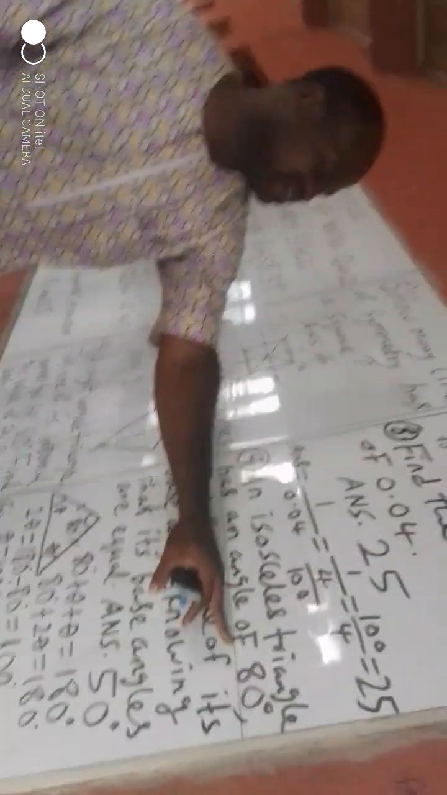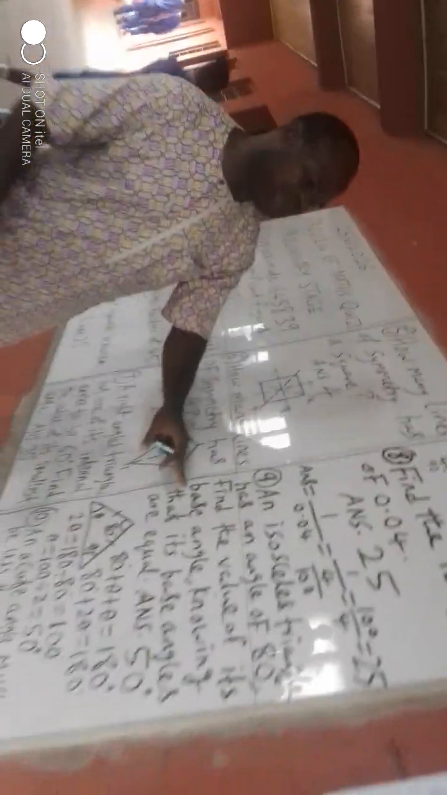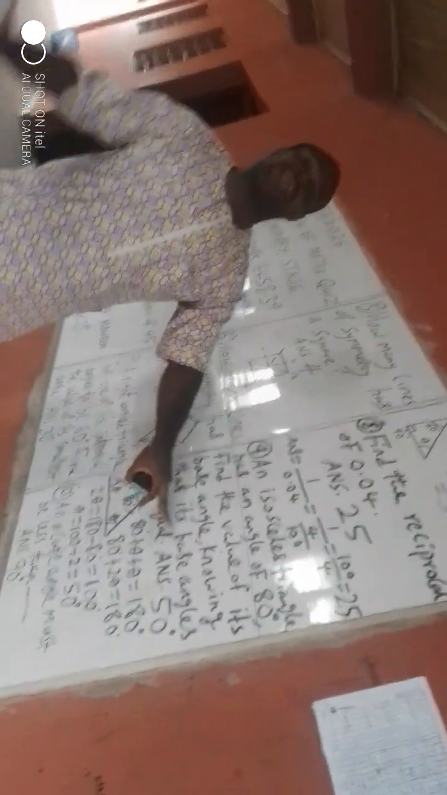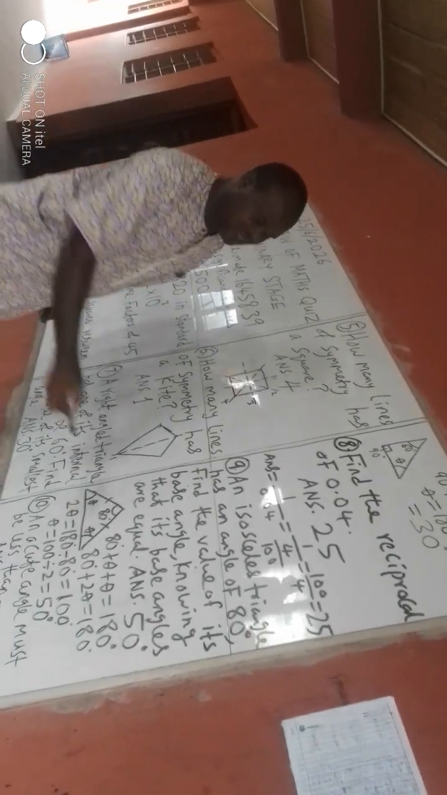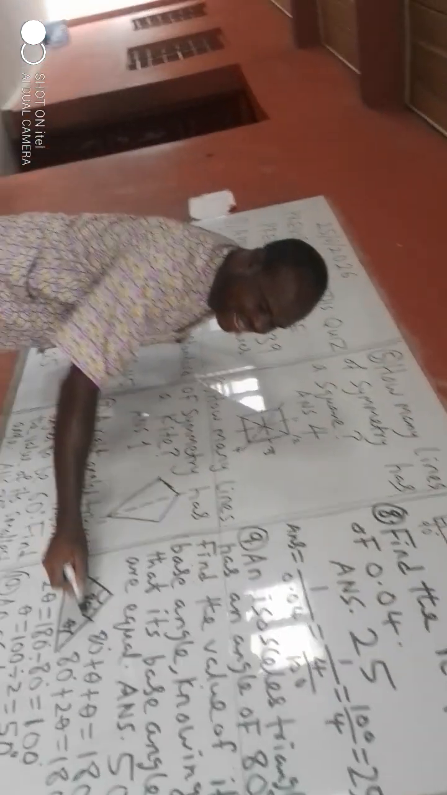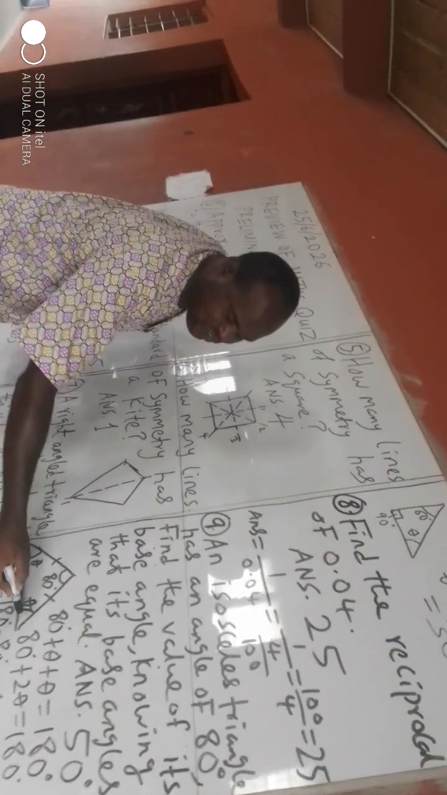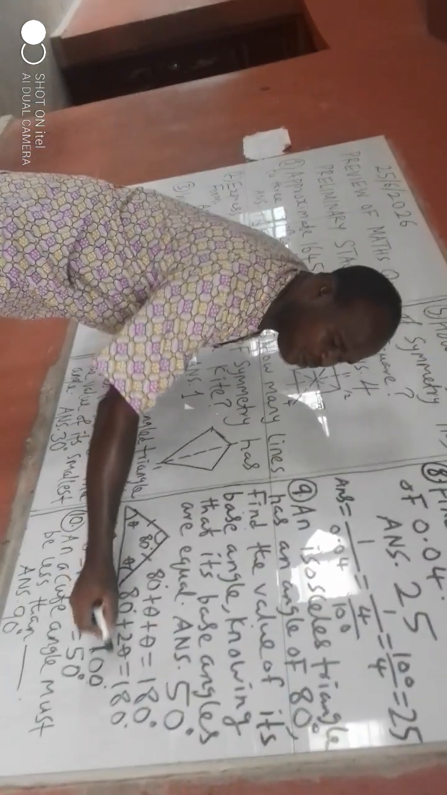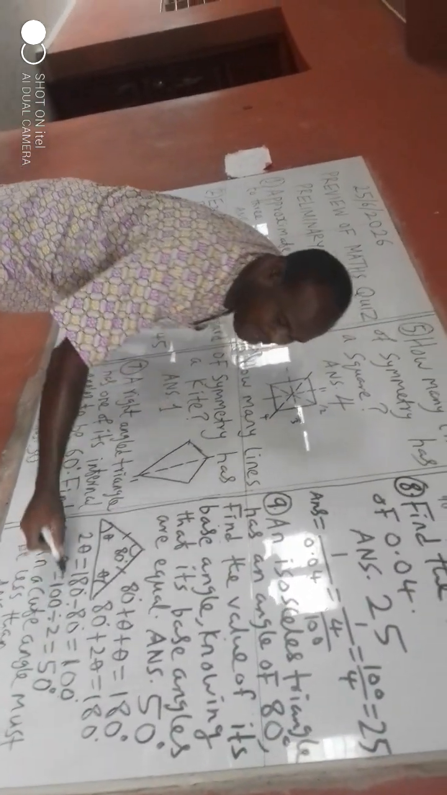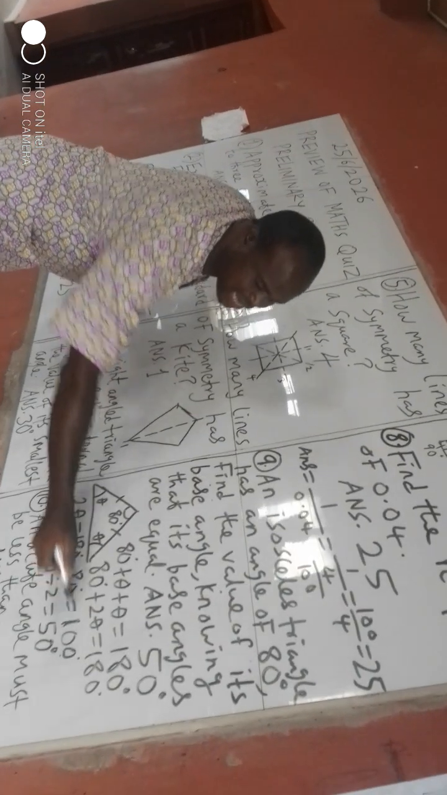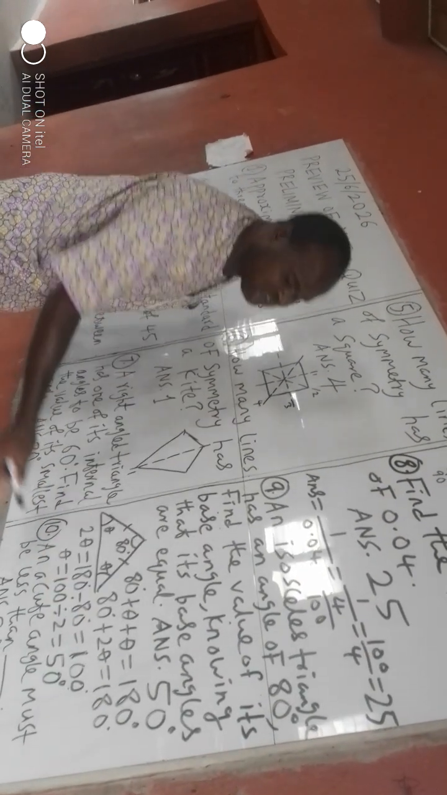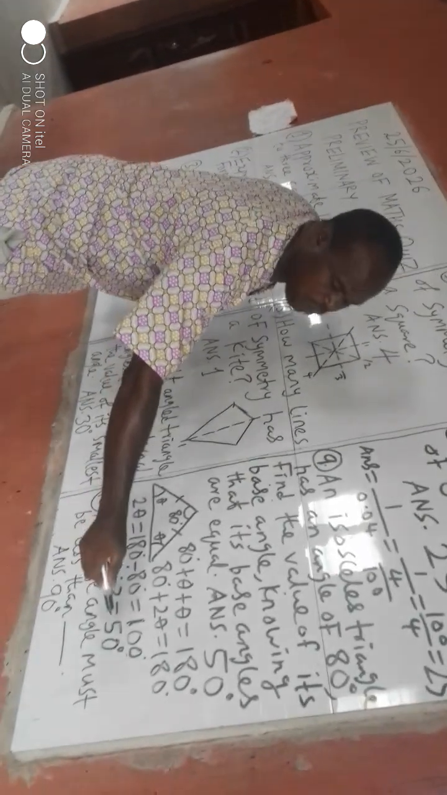So number 9. This is an isosceles triangle with angle 80. When the base angles are equal, these two sides are equal. How do you consider that? You say 80 plus 2x equals 180. Why? The sum of angles in a triangle is 180. Now, 180 minus 80 equals 100. So 2x is equal to 100. x equals 100 over 2, which is 50.